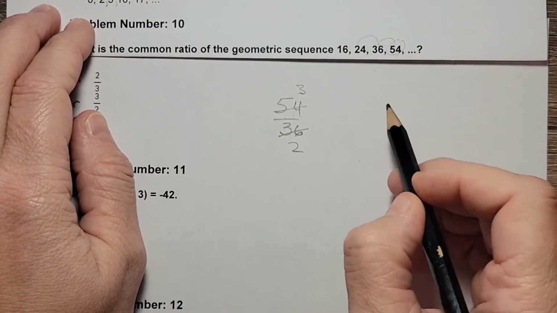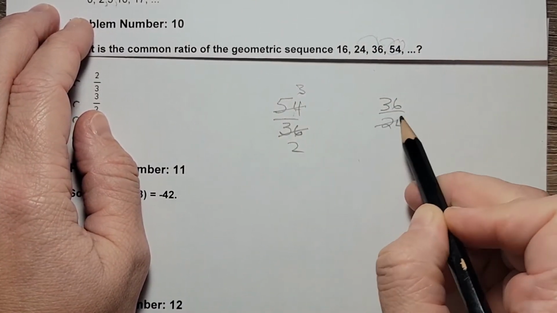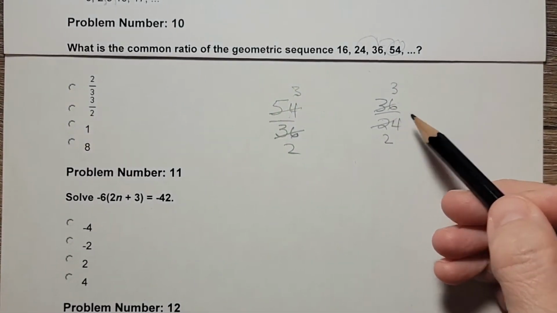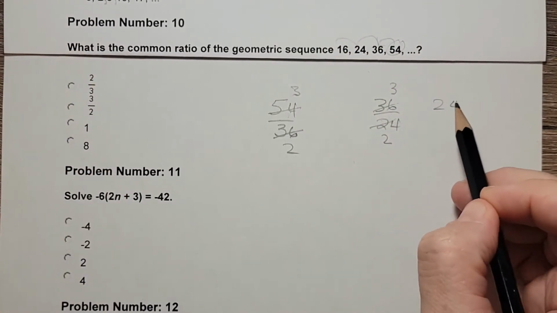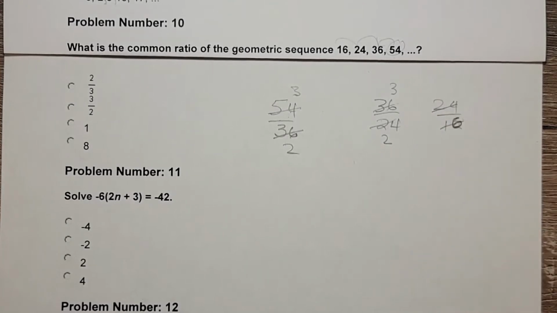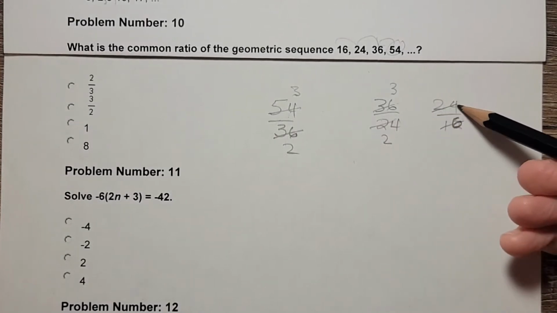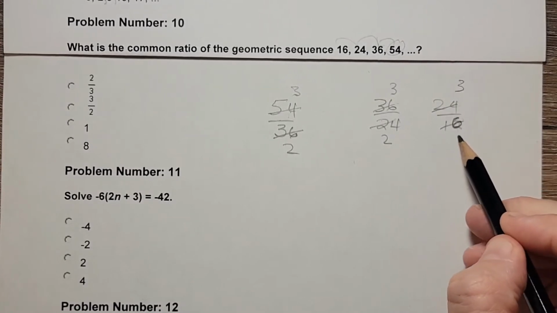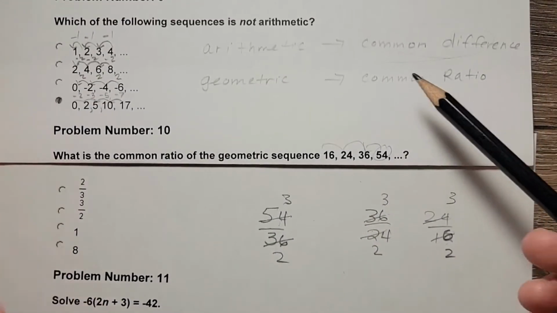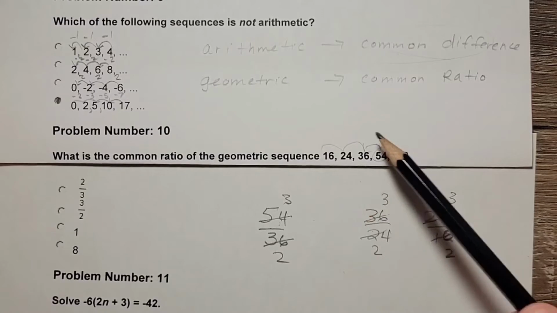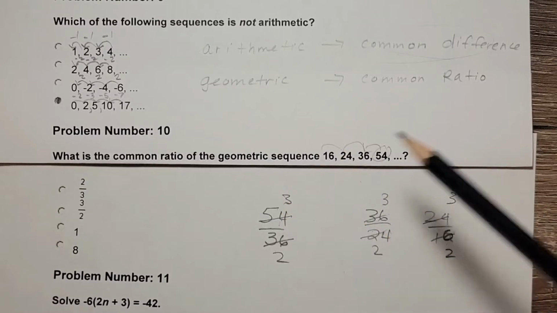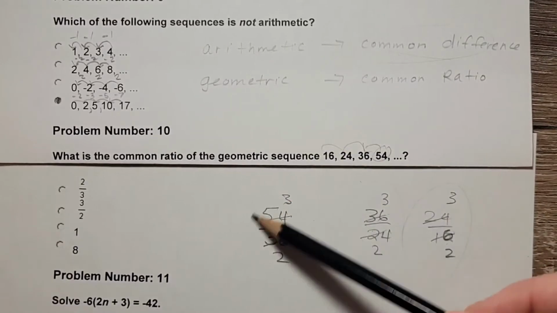Putting 36 over 24 also reduces to 3/2 because 12 can go into both of these. And it also works putting 24 over 16, because 8 can go into here 3 times and 8 can go into here twice. So this is what I was talking about when I said common ratio. This is a geometric sequence because each term or step shares a common ratio.